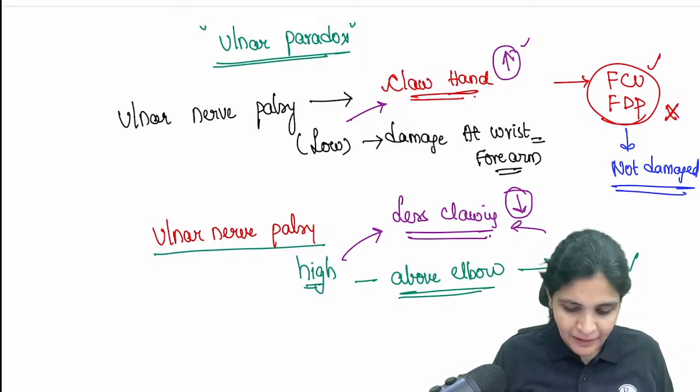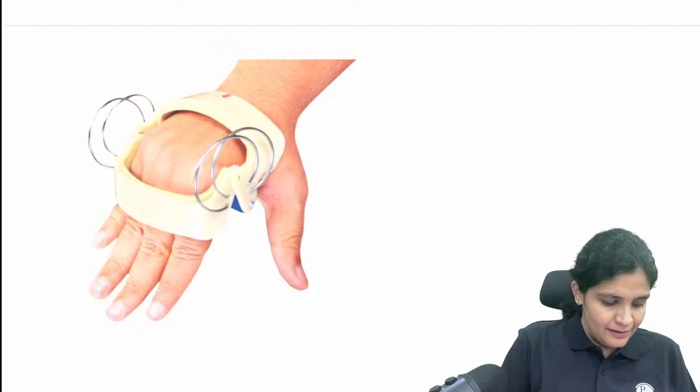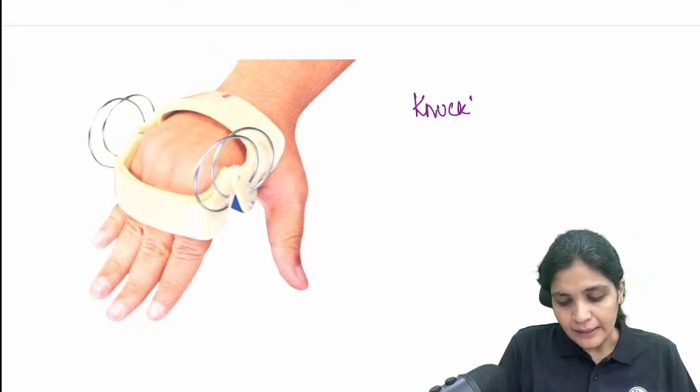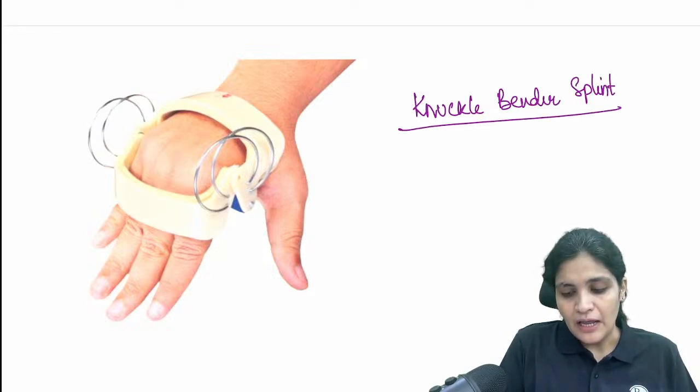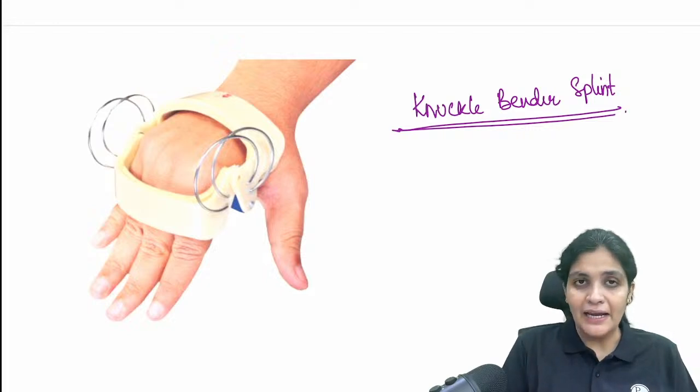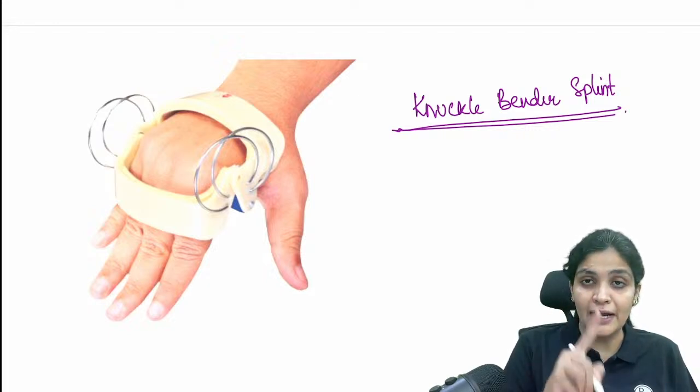Very good. Clear. Then what is this? Got it. Good, good. Now what is this? This is your knuckle bender. Knuckle bender splint. This knuckle bender splint is used for your ulnar nerve palsy. So we know that ulnar nerve palsy is MCP extension and IP flexion.